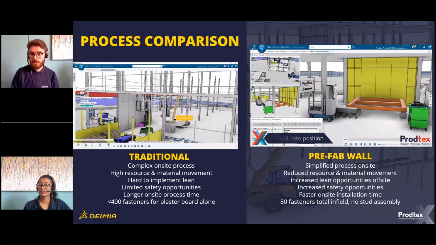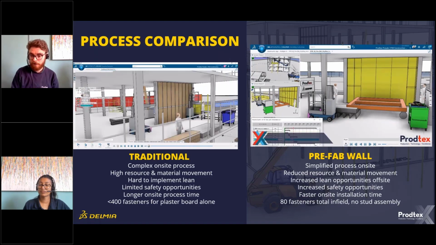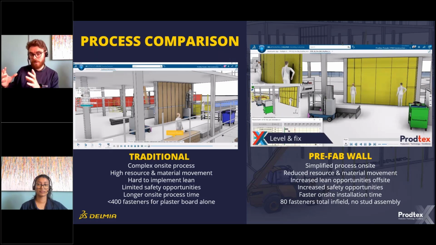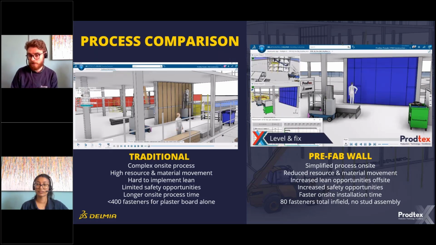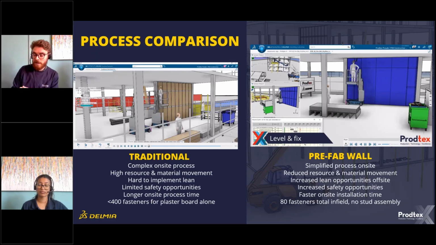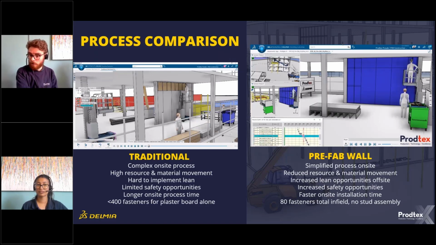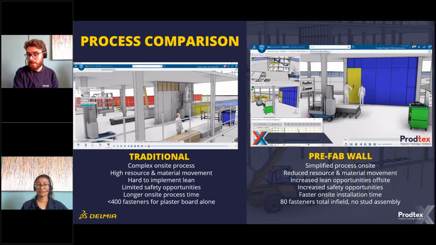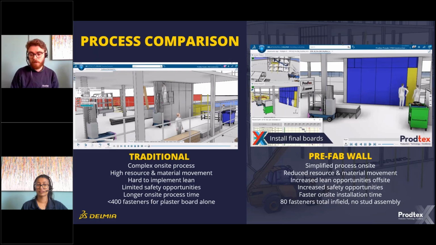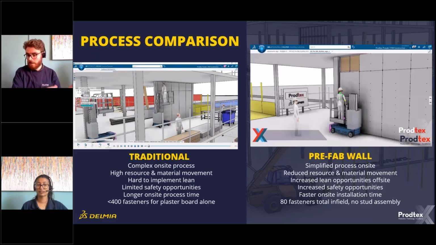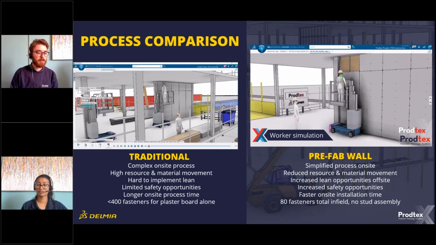Further to this, we've actually increased the lean opportunities massively, both in the field, because now there's less happening there, so we can focus on those operations to improve them, but most importantly, by shifting that work to a micro factory or a factory, where it's really easy to implement some lean opportunities. And of course, the same thing with the factory increases our safety opportunities.